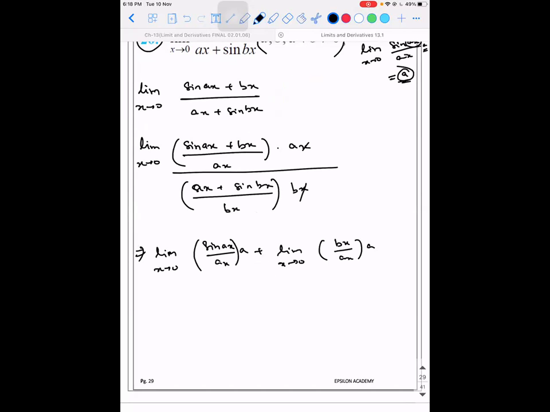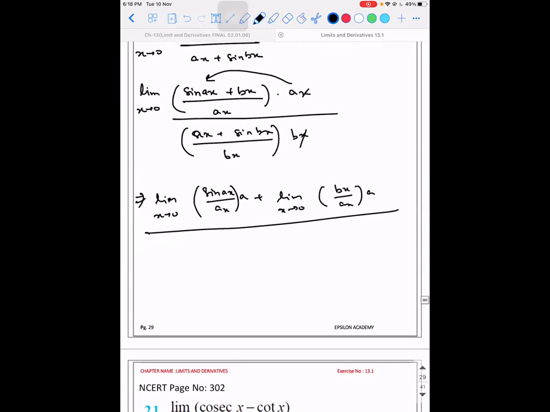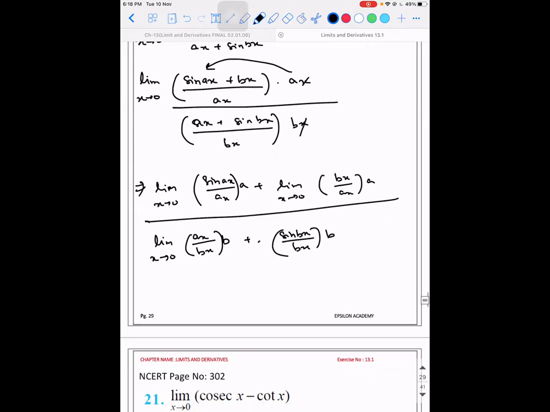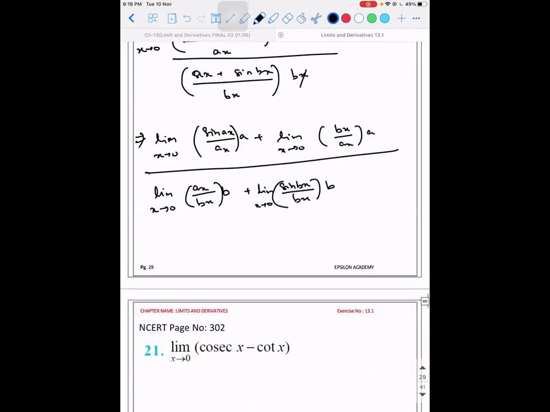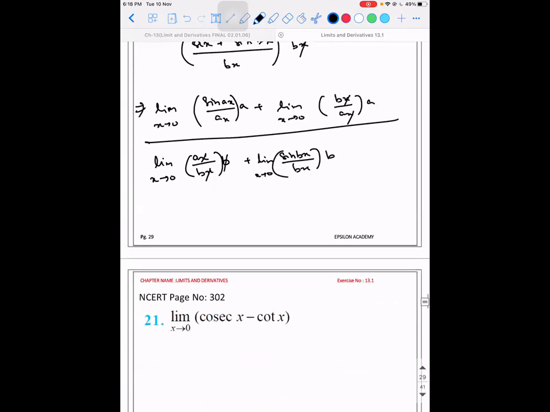Did you guys understand what I did? I multiplied this a with each term, and I wrote it as a separate term. The whole divided by, in the denominator, limit x tends to 0, ax divided by bx into b, plus sin bx divided by bx into b. Here also you have limit x tends to 0. Now x and x will get cancelled here. Here also x and x will get cancelled. B and b are gone. A and a are gone.